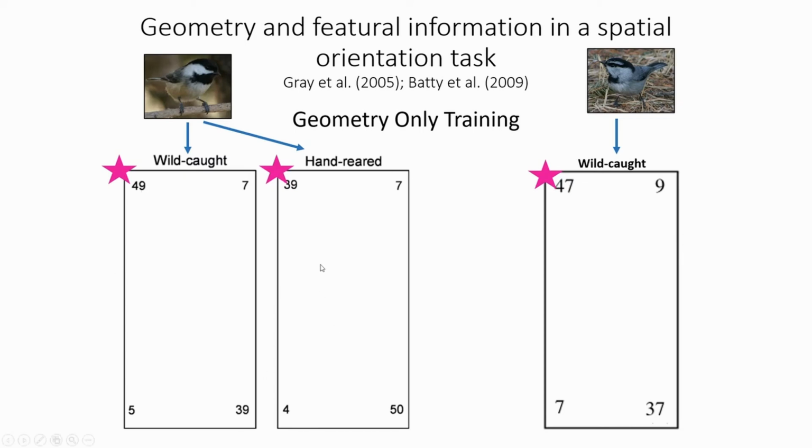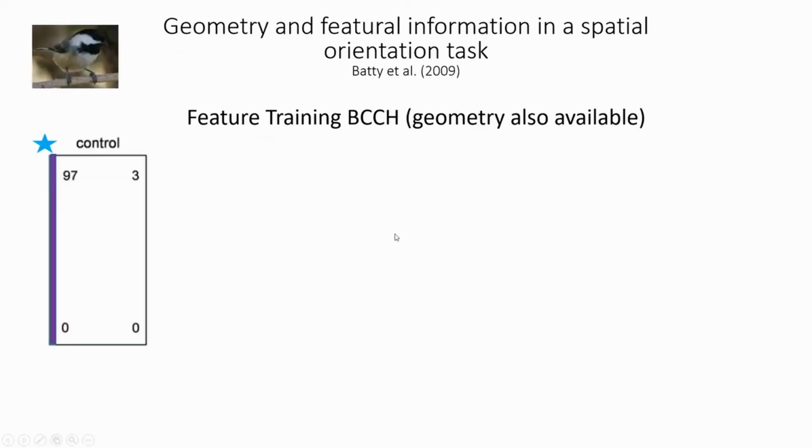And we see this pattern across whether the birds were hand-reared or wild-caught, for black-capped chickadees or mountain chickadees. We are seeing the highest responding in the correct or geometrically correct corners. So that tells us that these black-capped chickadees, when they're trained with geometry, are fairly good at finding the geometrically correct corner. Okay, what happens if we introduce a feature?